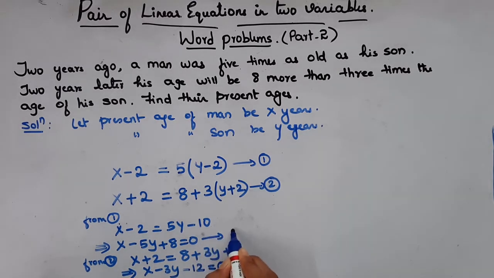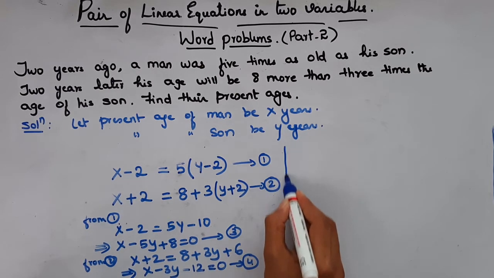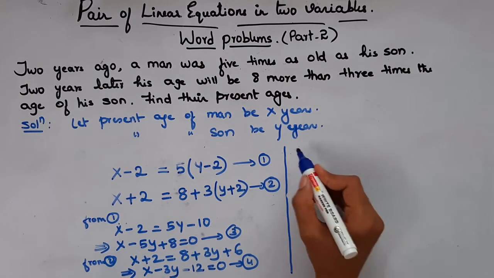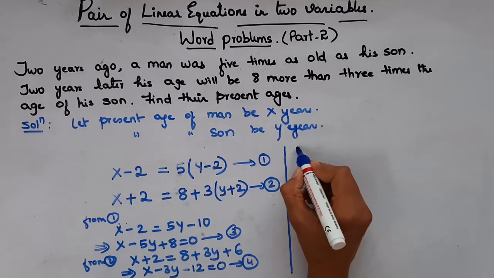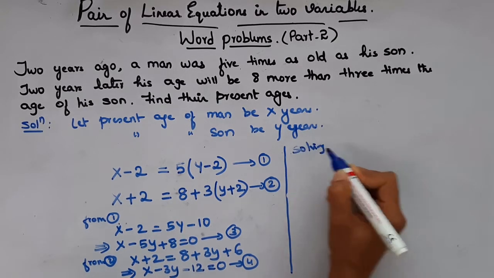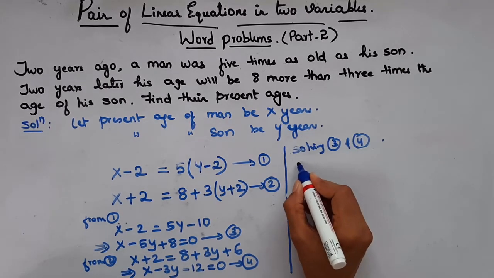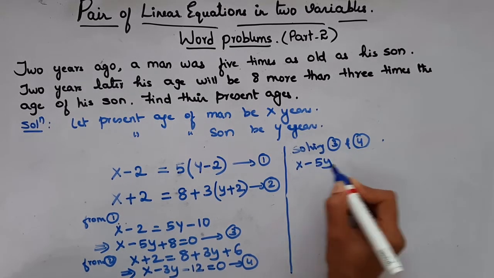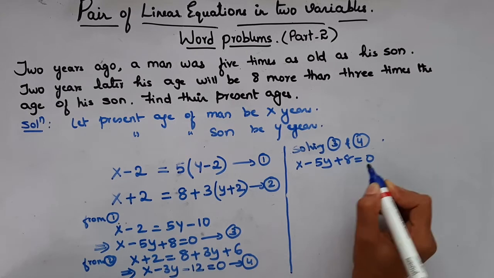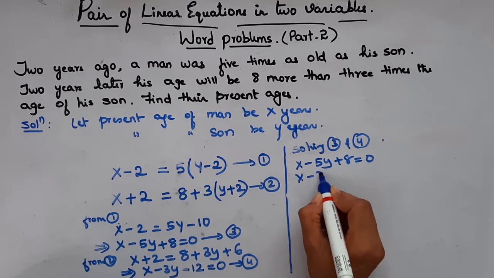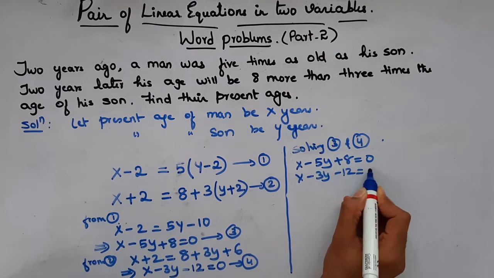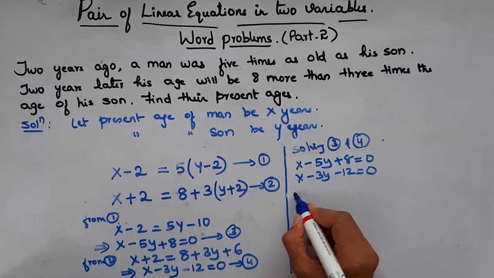So now we have equation 3 and equation 4. Now we have to solve equation 3 and 4. On solving equation 3 and 4, we have two equations: x minus 5y plus 8 is equal to 0 and x minus 3y minus 12 is equal to 0, right?